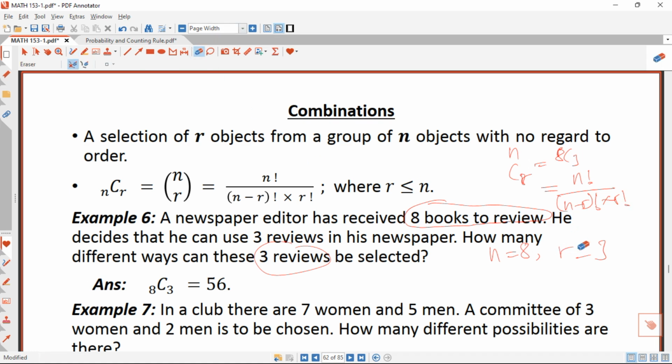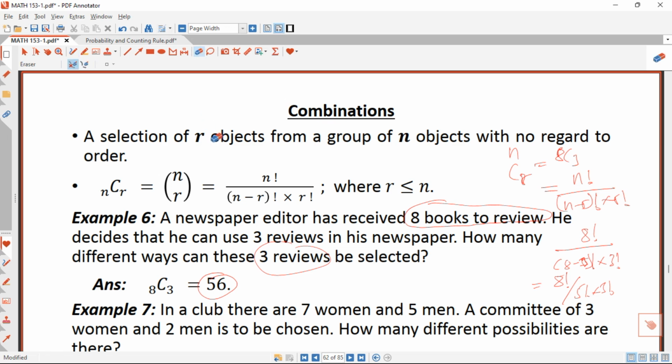For this one, we are getting our N to be 8. That is what we just wrote here. So we are going to get 8 factorial divided by 8 minus 3 factorial times R factorial, where R is 3. When we expand this, we are getting 8 factorial divided by 5 factorial times 3 factorial, because when you subtract 3 from 8, we are getting 5. So when you compute 8 factorial divided by 5 factorial times 3 factorial, we are going to get 56 as our final answer.